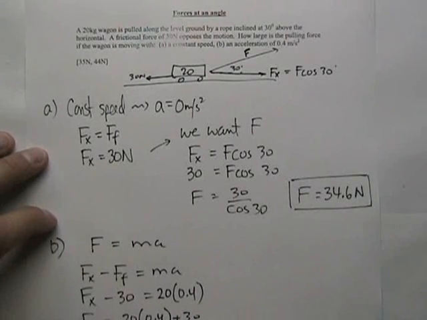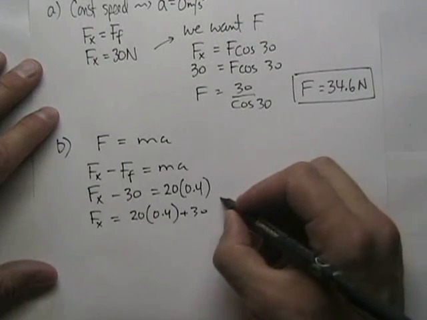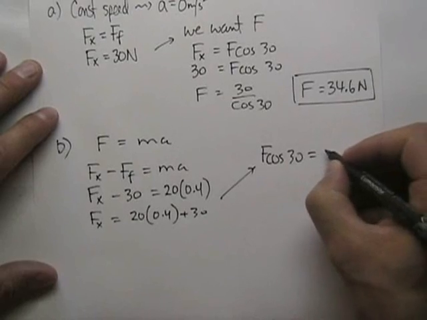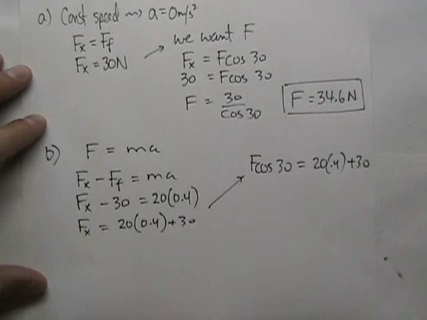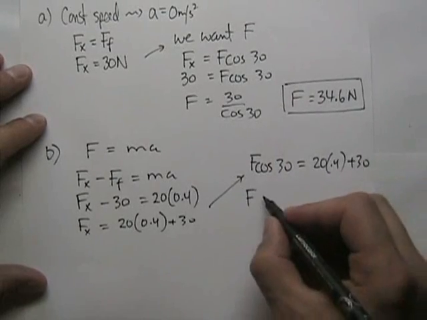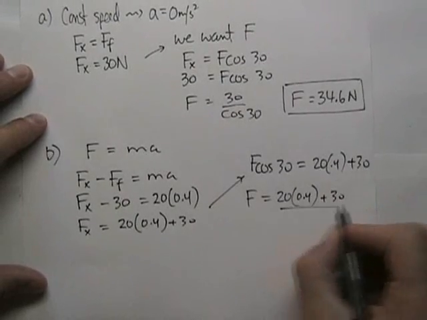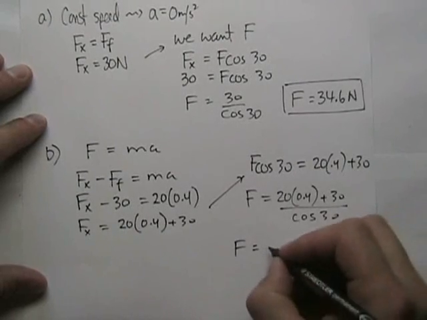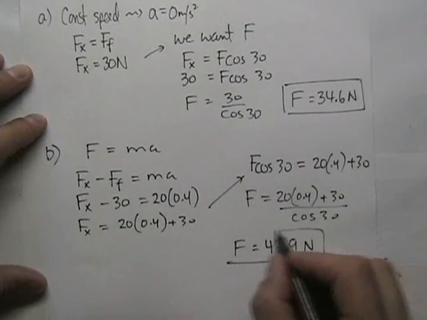So do I want to do this right away? No, I think I'm going to swap this. I know that Fx is F cosine of 30. Oops. So let's come up here. F cosine of 30 now is equal to 20 times 0.4 plus 30. So I can solve for F. 20 times 0.4 plus 30 divided by cosine of 30. Solve all that out and you get 43.9 newtons, which is 44 according to the answer.